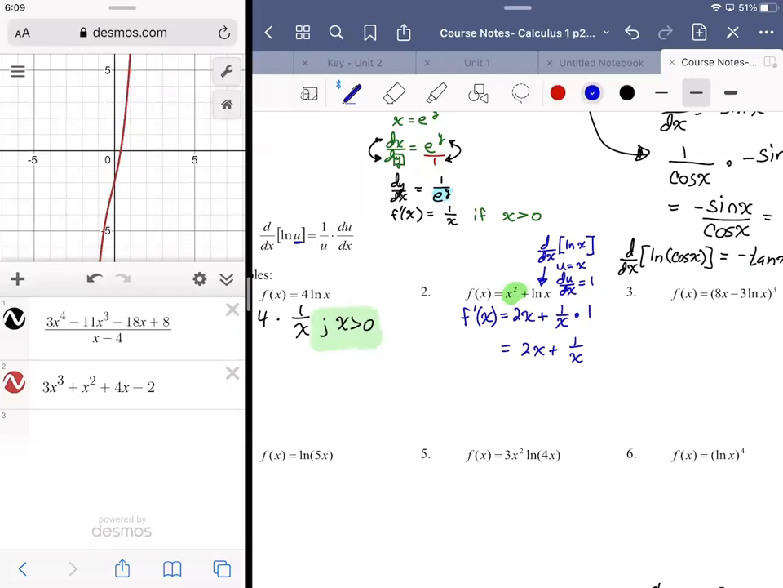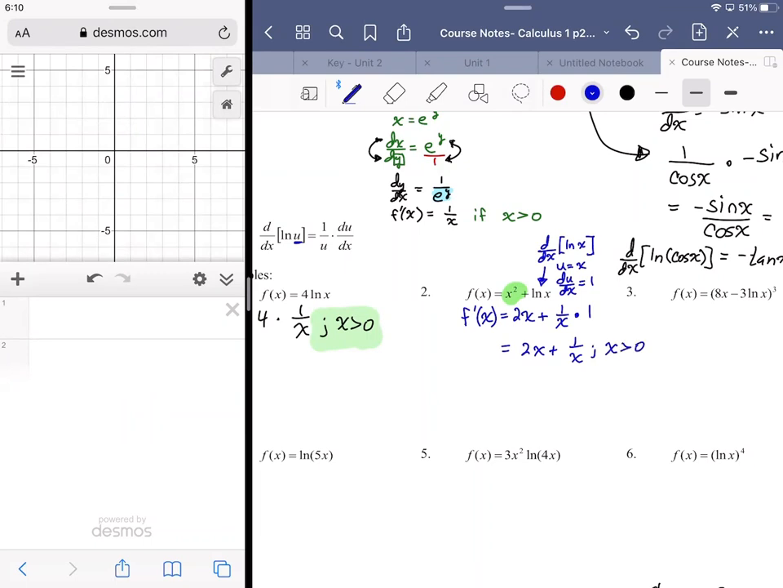All right, but we take certain things for granted, like the natural log of x has a derivative of 1 over x. We just kind of rely on that information. But we also want to be mindful of the domain, right? So this is the instance where x has to be greater than 0.